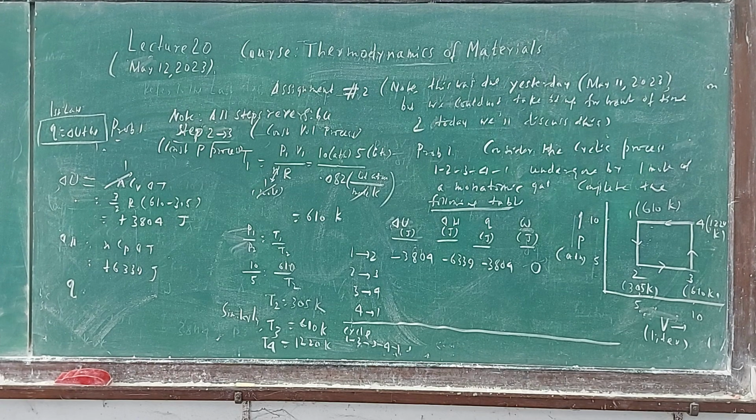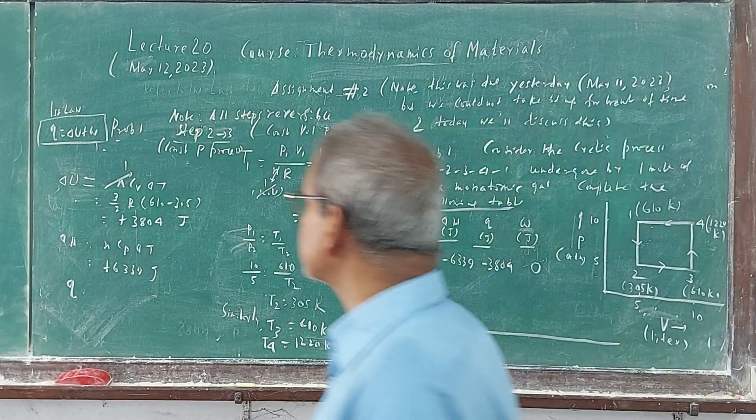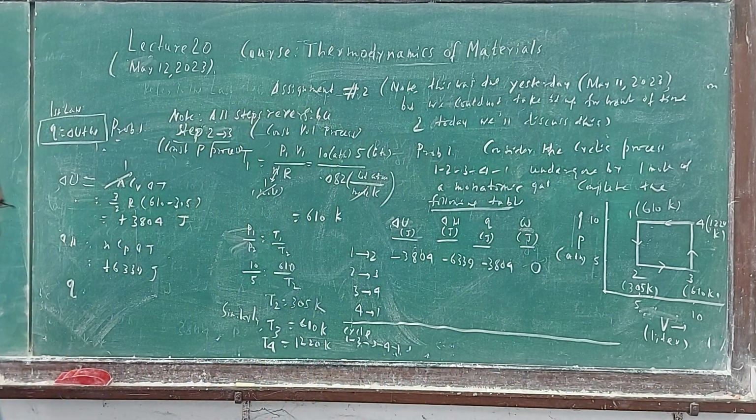Just repeat this. Q is delta H. So how do you know Q is delta H? Why? Because you know. Can you prove this? Can you quickly prove Q is delta H? Proof. Quick proof. First law.